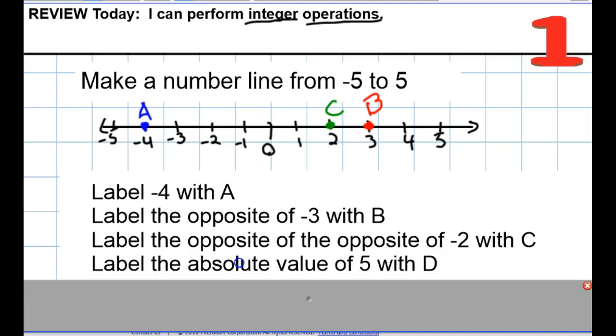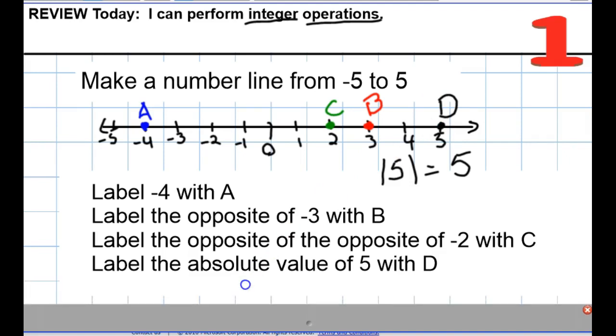And finally, label the absolute value of 5 with D. So the absolute value of 5 would look like this. What goes into our shower clean comes out clean, so our absolute value of 5 is 5. So 5 will be D. We're done with that problem, so let's go on to the next.